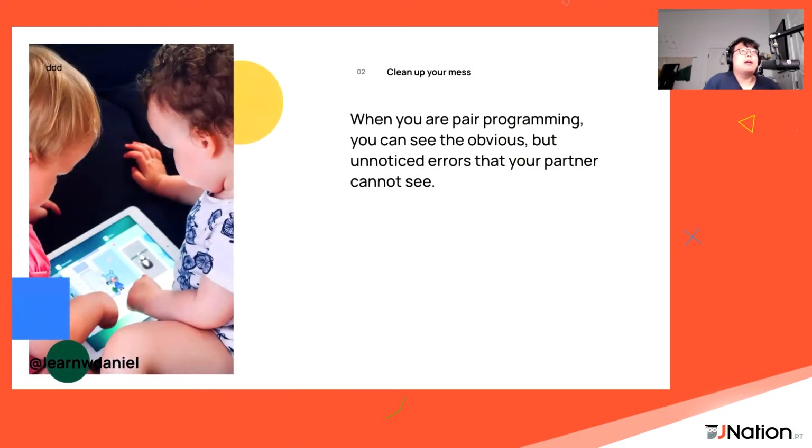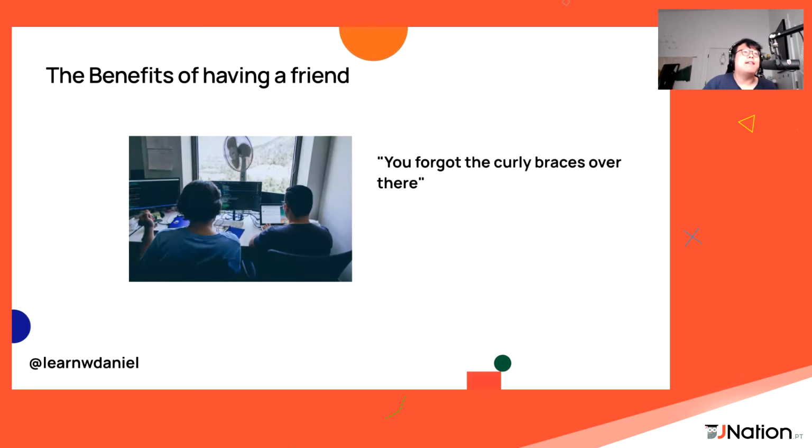When you're pair programming, you can see the obvious unnoticed errors that your partner cannot see. You have someone who's not directly writing the code, so they can notice things, mistakes, or messes that you make that you can clean up right away. So here are a couple of benefits of having someone to help you clean up your messes. These are all real scenarios that have happened in my pair programming sessions.